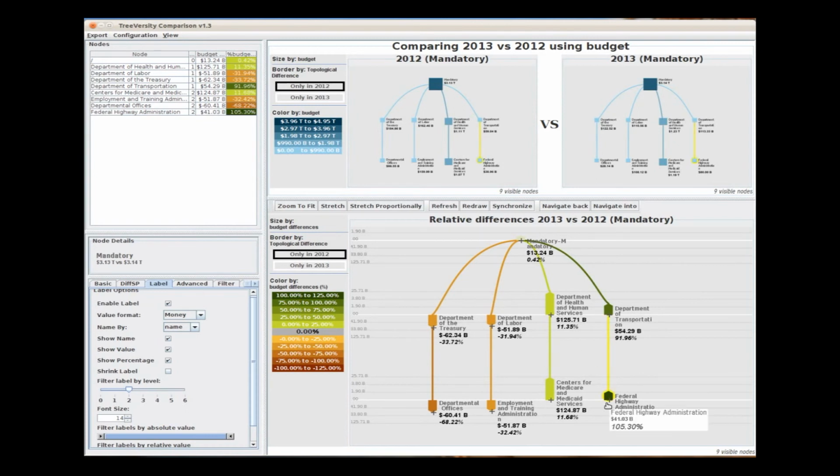Also, we can see the Federal Highway Administration, that is a significant increase, more than 100% increase. And that concludes our demo.